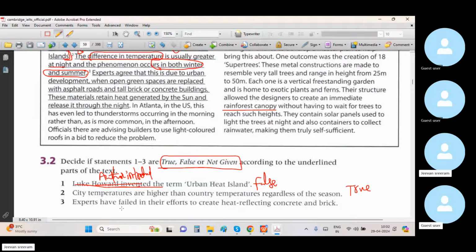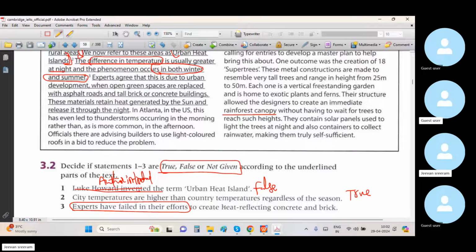Third one: Experts have failed in their efforts to create heat reflecting concrete and brick. True. Here, "failed in their efforts" is the supporting phrase, sir. So show me the proof line. I will read it, sir. Experts have not even tried to create heat reflecting concrete and brick in the first place. They haven't even tried to create such concrete and brick.